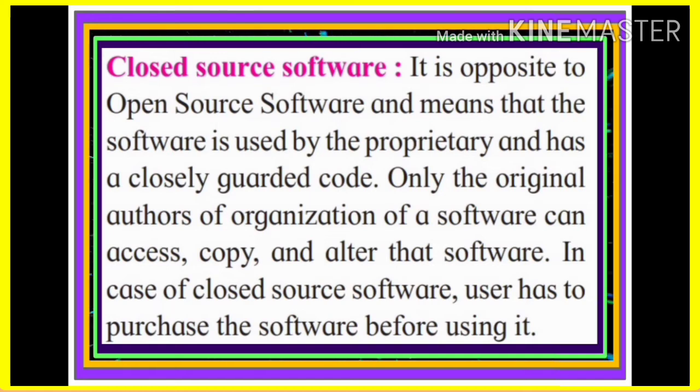Next category is closed source software. Closed source software is the opposite of open source software and means that the software is owned by a proprietor and has a closely guarded code. Only the original authors or organization of a software can access, copy and alter that software. In case of closed source software, the user has to purchase the software before using it.